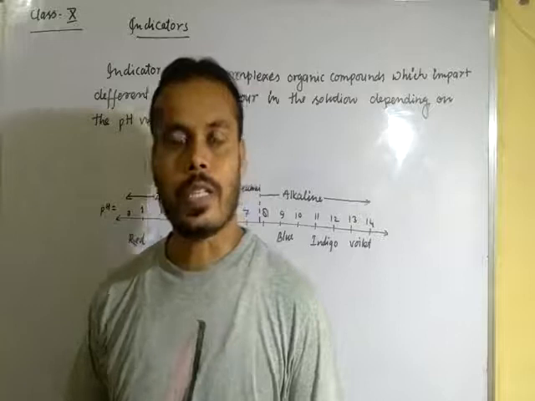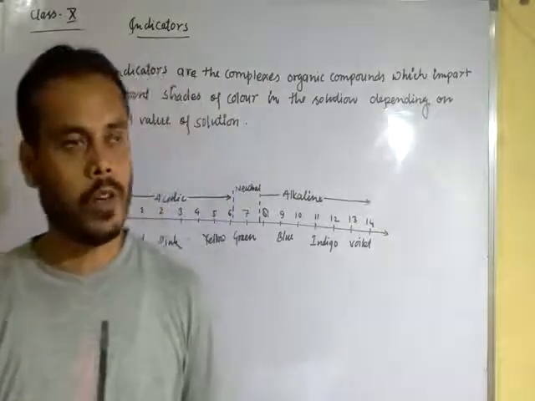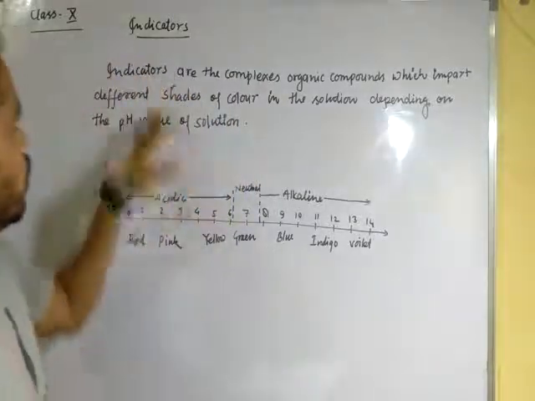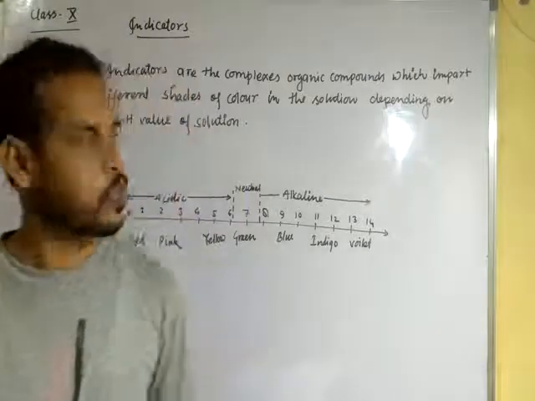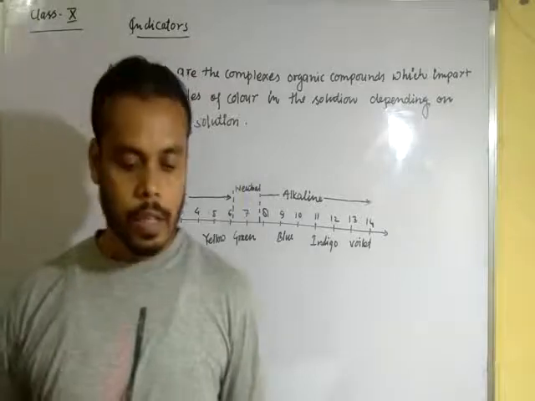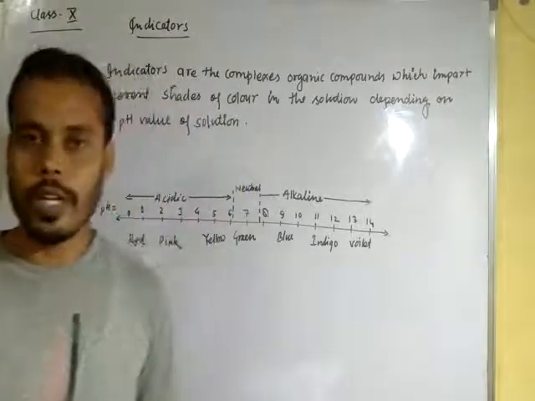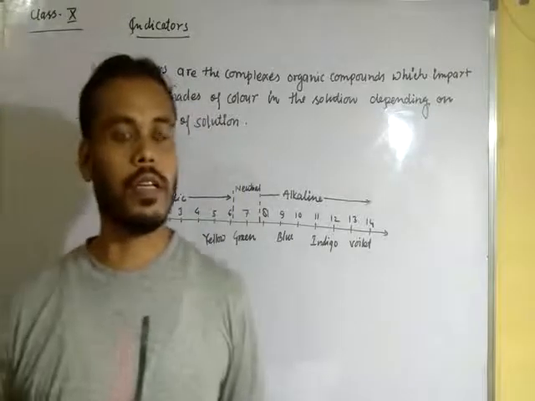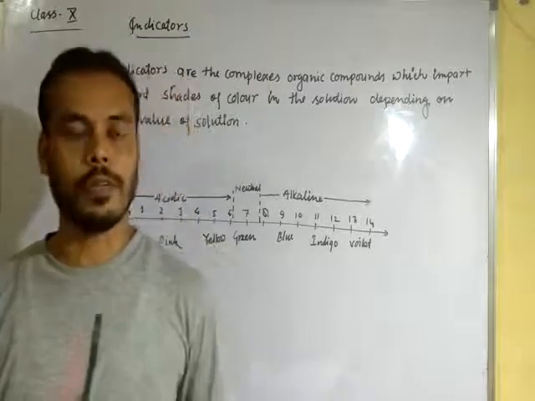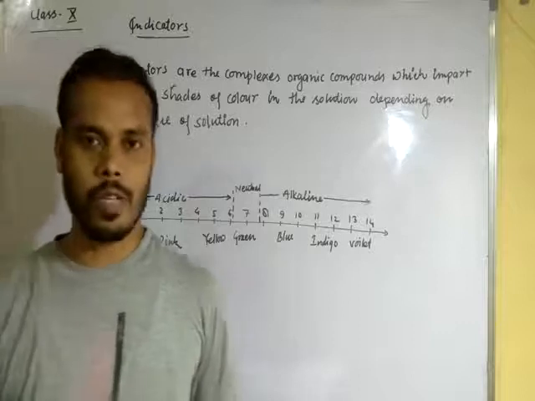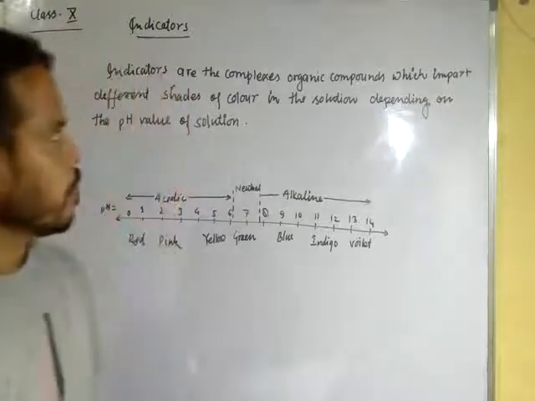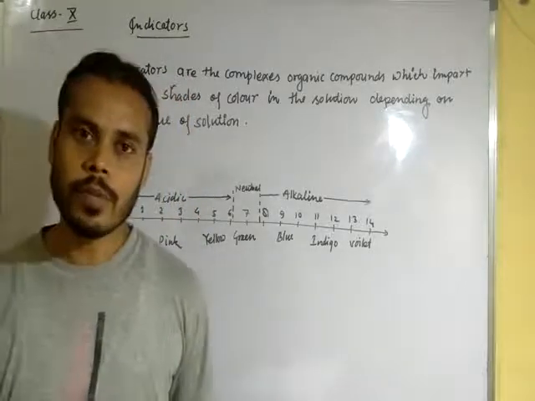Today we are going to discuss a very important topic named indicators. First of all, dear students, we should know what an indicator is. Indicators are organic compounds that change their color in different media. Different media may be acidic, basic, or neutral. So we will discuss here the litmus paper.